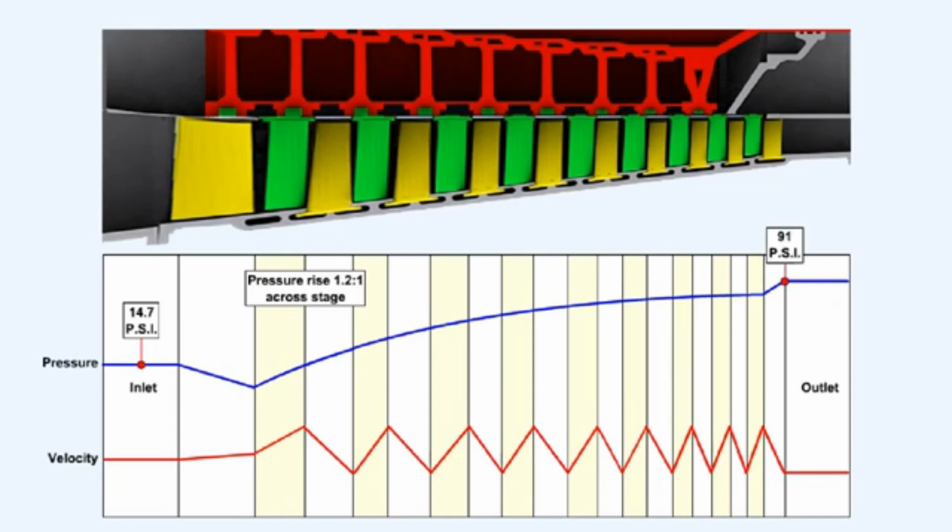As a consequence of this, in order to achieve the compression ratios demanded by more powerful engines, many rotor stages may be fitted on one shaft, which is driven by its own turbine, as shown here. Assuming that the pressure ratio for each of these 10 stages was 1.2 to 1, the output pressure for this compressor would be in the region of 91 pounds per square inch.